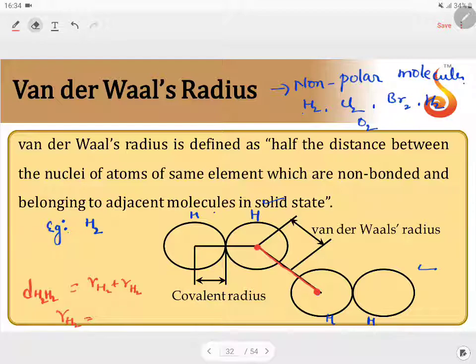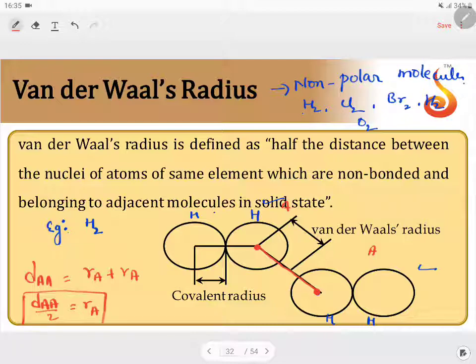We'll just generalize this. Van der Waals radius of A, I'll write it. This is A and this is A. Therefore, distance between A and A will be equal to radius of A plus radius of A. Therefore, dAA by 2 will be equal to radius of A. This is how we can calculate the van der Waals radius.